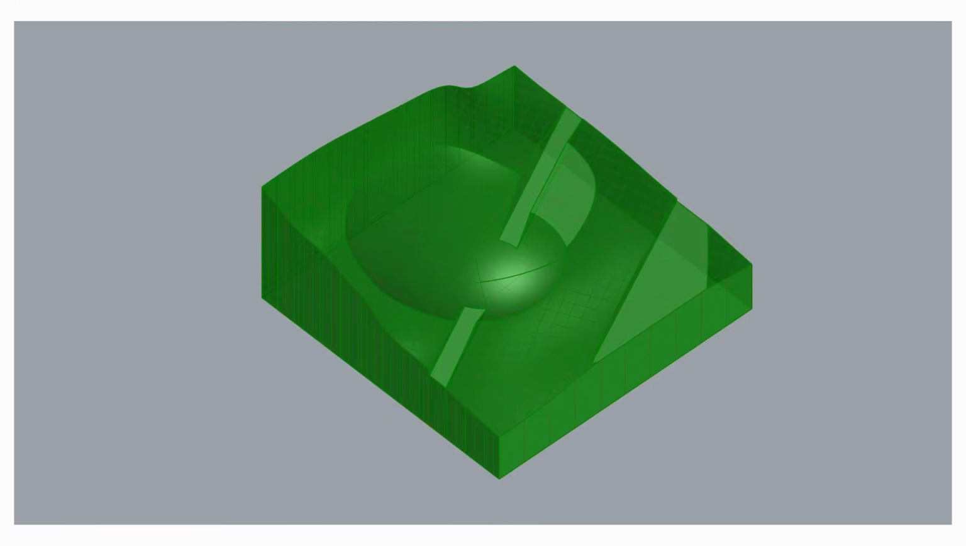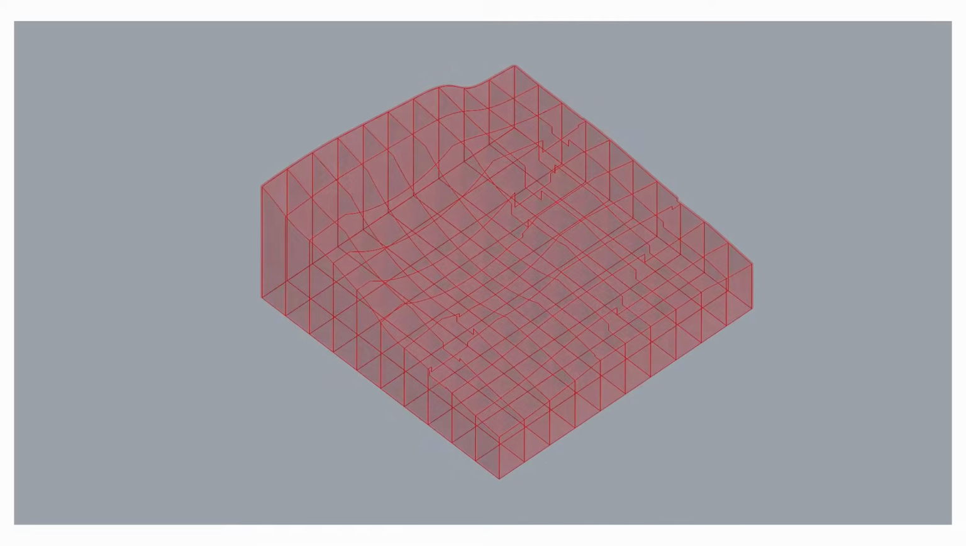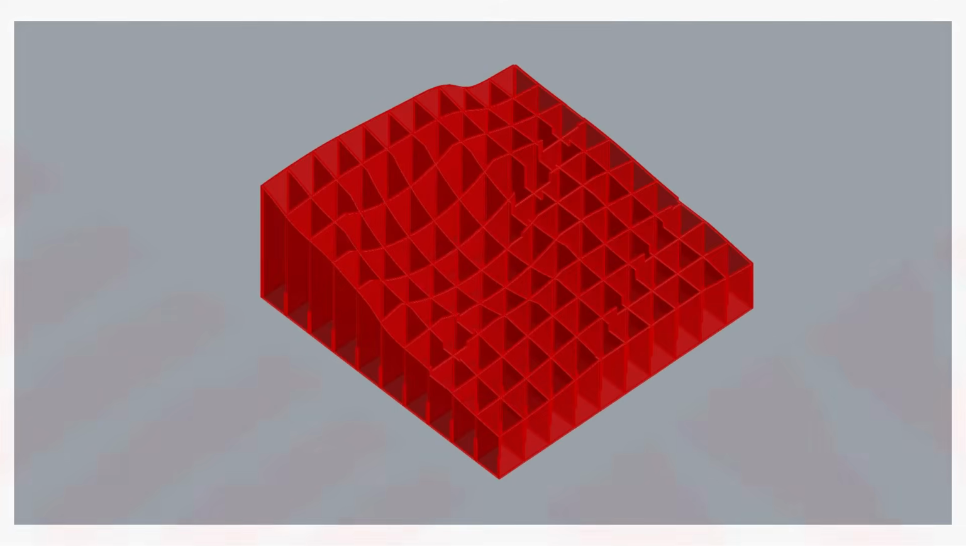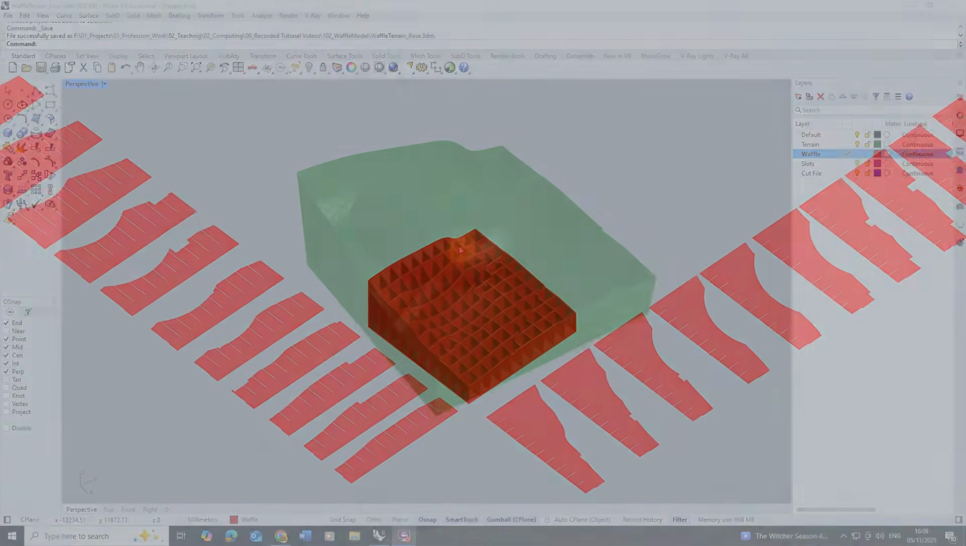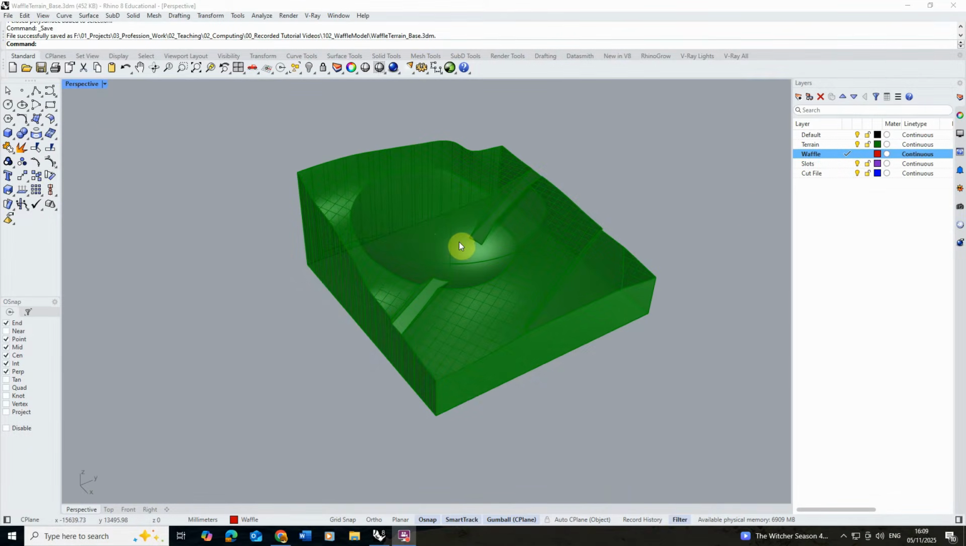Welcome to this video tutorial on how to create a laser cutting file from a 3D terrain model in Rhino. In this video I've created a simple terrain model which consists of a topography and a few excavations which we're going to be using to flatten and turn into a waffle shaped grid that we can use to create a laser cutting file for this terrain.